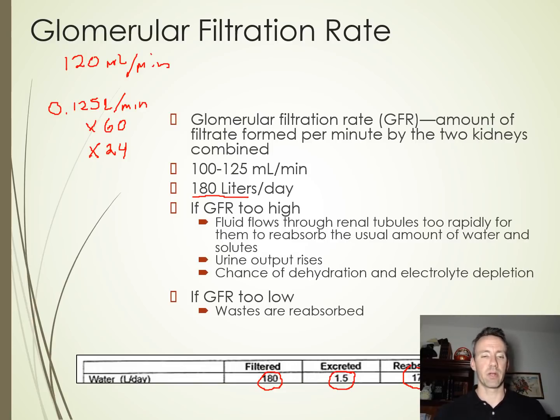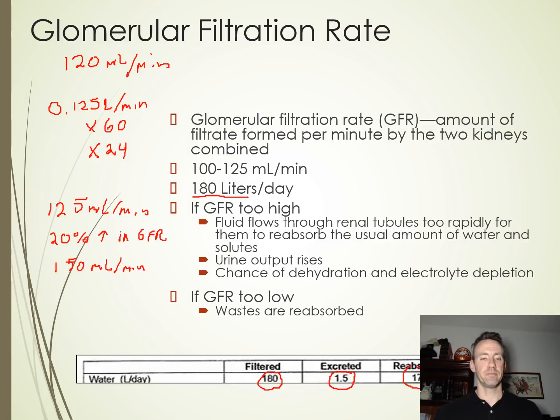My last example I want to give you guys is, let's say I have a 20% increase in my GFR. Let's start with a GFR that's 125 mils per minute. That's a typical GFR. Now, let's say it increased by 20%. That's going to produce a GFR of about 150 mils per minute. You guys can do the math on that.